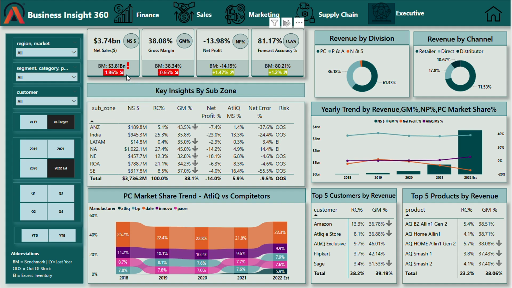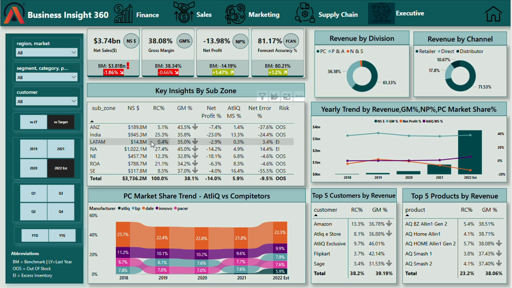And in this table, according to subzone, we can see India is highest in the revenue contribution of AtliQ Hardware, which is 25.3%. As I said earlier, AtliQ is facing some issues in Latin America. Here we can see Latin America is lowest in the revenue contribution, which is 0.4%.